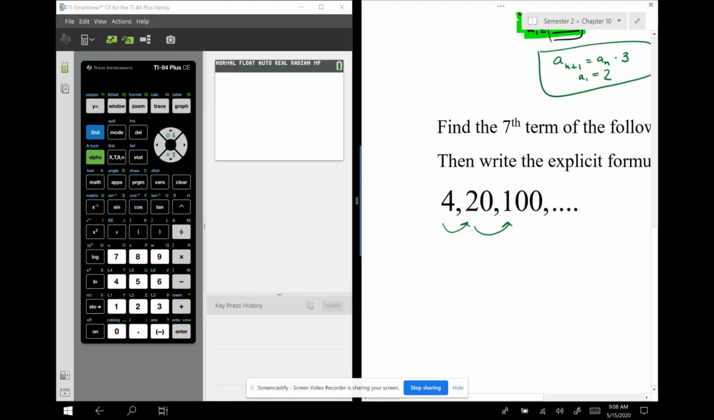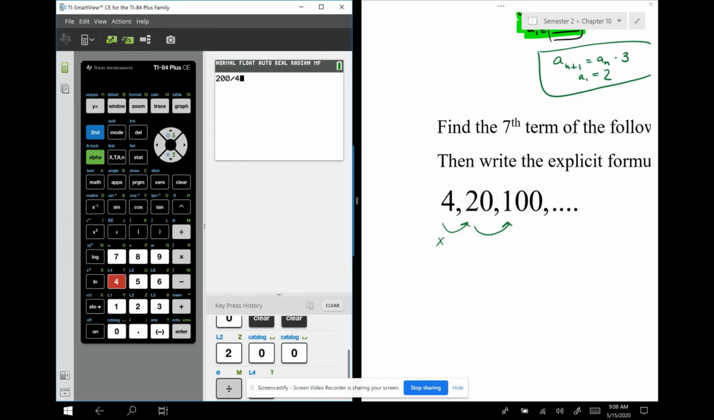So, for example, what do I mean? Well, to find what it's being multiplied by, don't do 4 divided by 20. Don't do that, because that doesn't tell you the multiplier. You want to do 20 divided by 4.